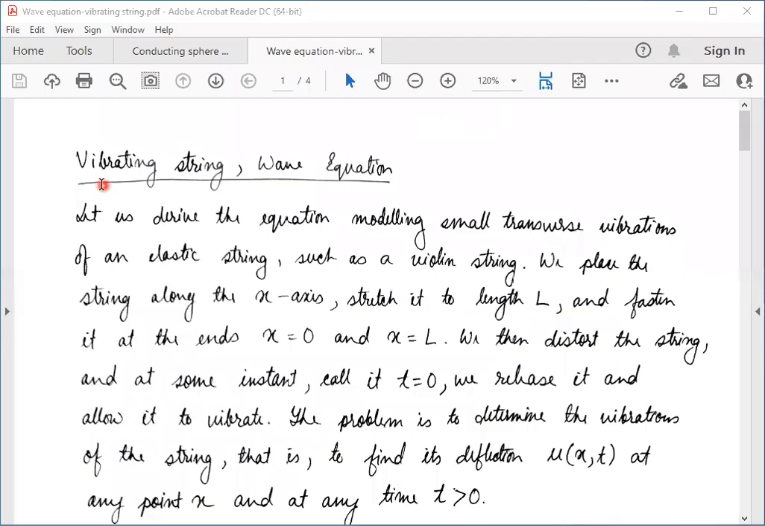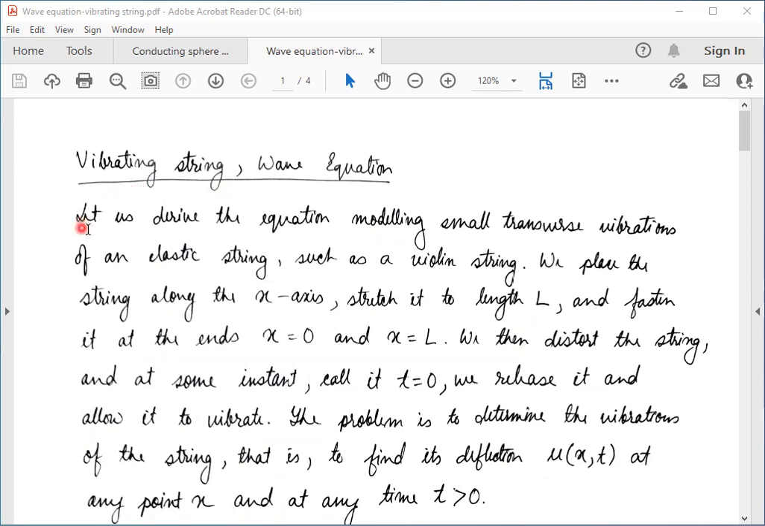Okay, so vibrating string wave equation. We are going to derive the wave equation by taking the case of a vibrating string. This vibrating string can be the string of a piano, it can be the string of a guitar, it can be the string of a violin, and so on. So we are going to derive the wave equation by using the example of a vibrating string.